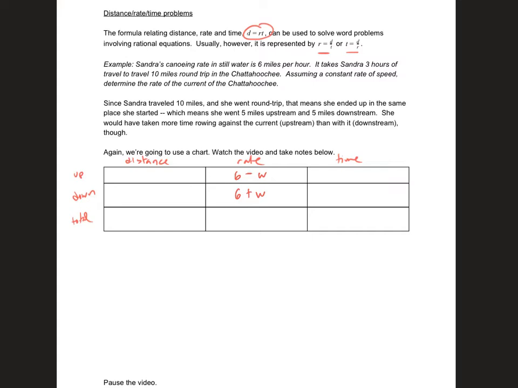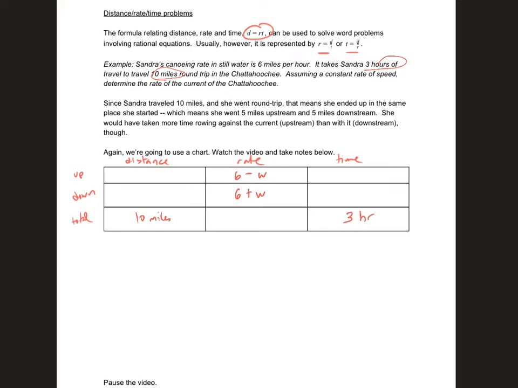Now, the problem says that she's taking 3 hours to travel 10 miles round trip. Those are total times, right? So this is 3 hours, and this is 10 miles. Now, here's the thing. When you think about time, rowing upstream and downstream, those would probably be different, right? Because you should be able to go a lot faster rowing downstream than going upstream. So it's going to take longer to go upstream than downstream. Those are going to be 2 different times.